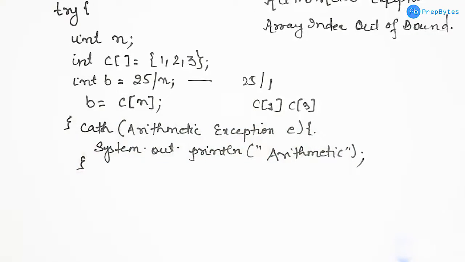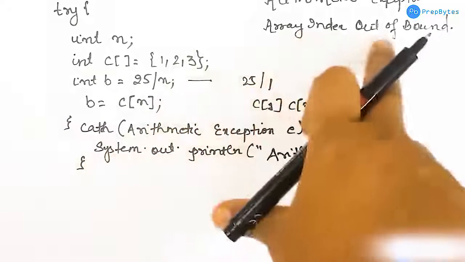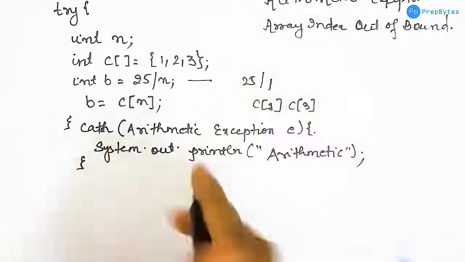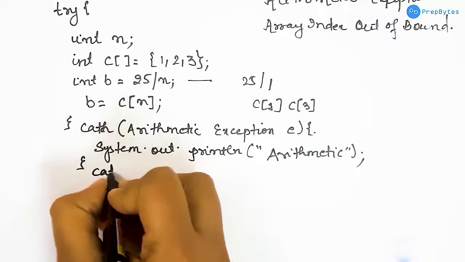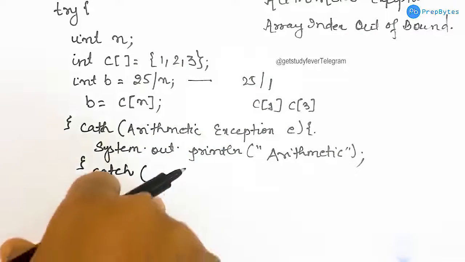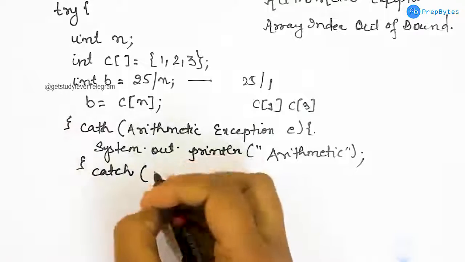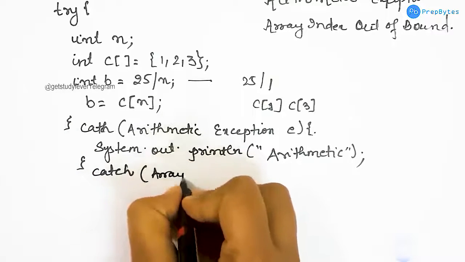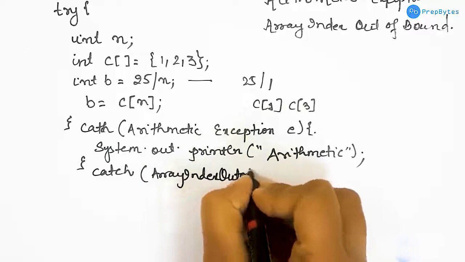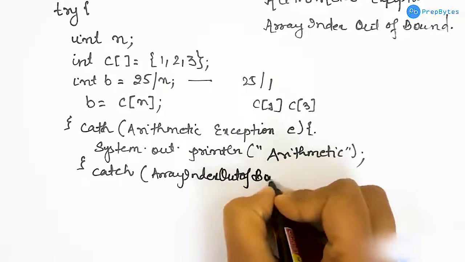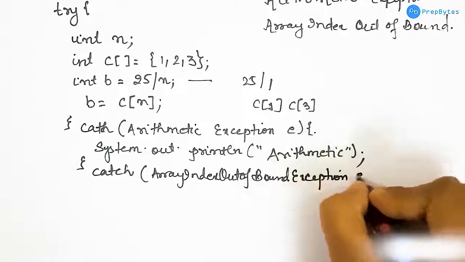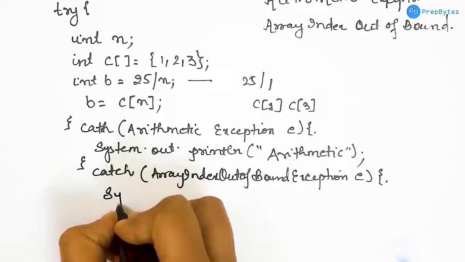Now I can have a different catch block for array index out of bound exception. So after this catch block is finished, we can have a different catch. Again, in this we will write what is the exception that we are handling. We are handling array index out of bound exception E. And let's say I'm printing.